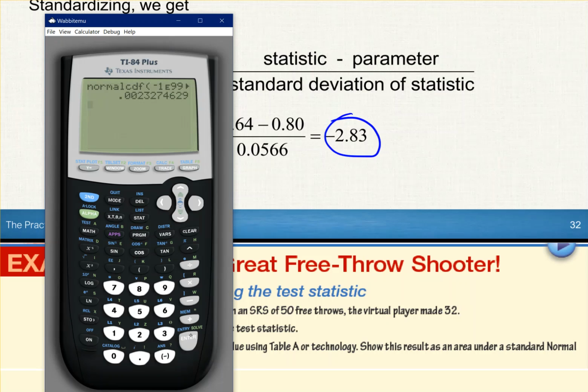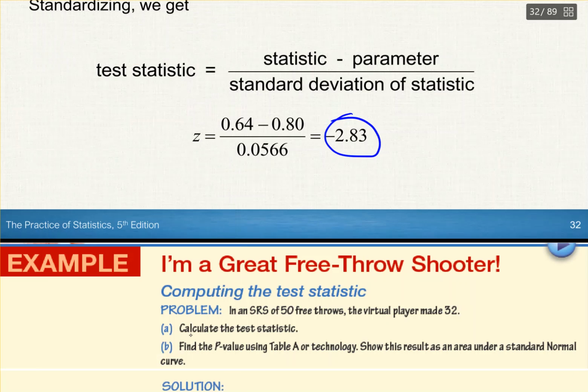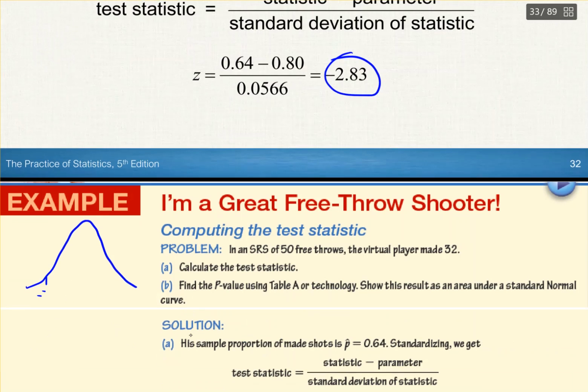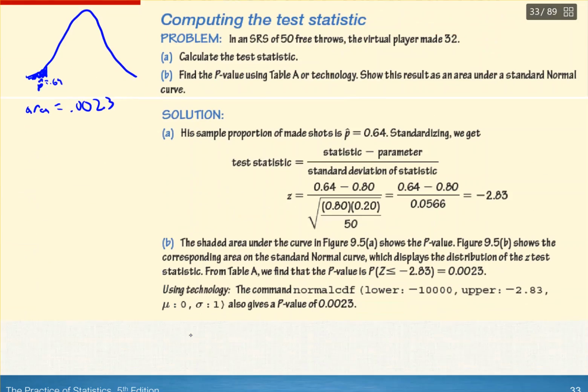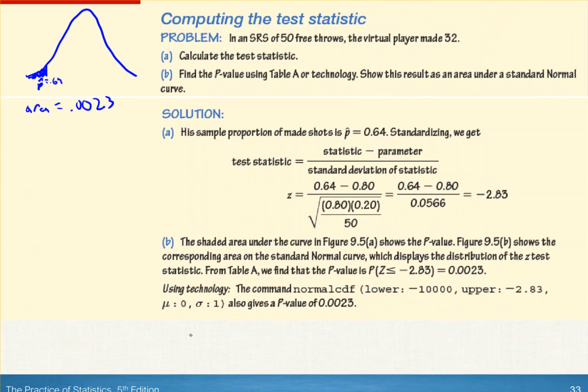Notice I get 0.0023. So if I look at my normal curve, and I'm right here at negative 2.83, or p hat, if you will. Let me do it using p hat, so 0.64. What it's doing is finding this area right here, and we found that to be 0.0023, I think. All right, so let's see what we get. Again, notice we have all this stuff here, and that area is our p-value.